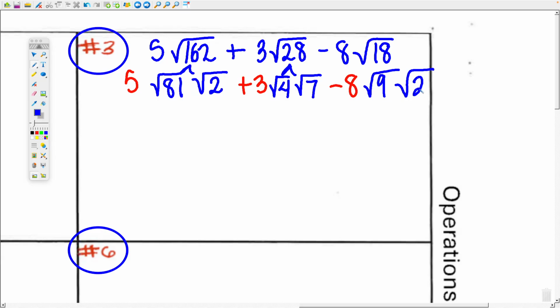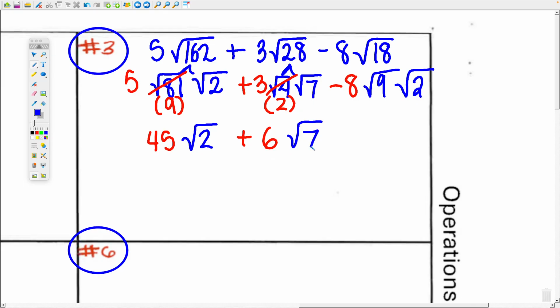And now I go back to everything that's a perfect square. I'm going to cross it out and multiply by what's there. So the square root of 81 is 9. And 9 times 5 is 45. Leave this. The square root of 4 is 2. And 2 times 3 is 6. Leave the radical. And now I need to do the square root of 9. And 3 times negative 8 is? Good job. Leave the radical. And then let's look for our like terms. We have 2.